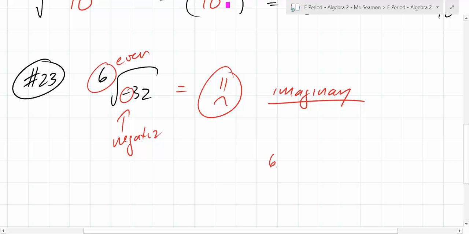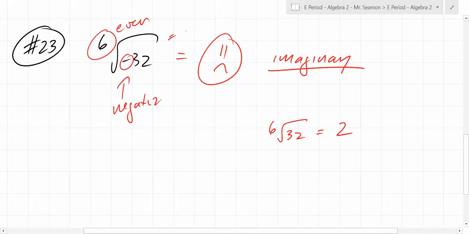If I just gave you the 6th root of 32, you want what times itself 6 times is 32? 2 times 2 is 4, 8, 16, 32. So this would be 2. Just so you can get what the answer is. If you wanted to know what the answer to this is, it's 2i. If you want to, just as a preview. You do not need to know that right now. This is just a preview.